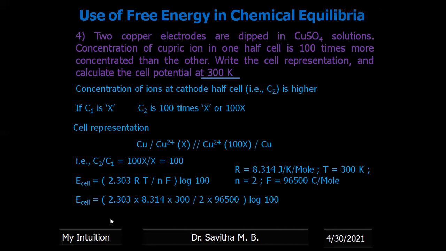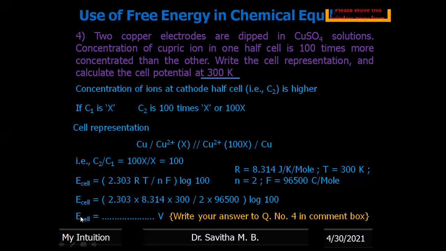Substituting all that, that is 2.303 into 8.314 into 300 divided by 2 into 96,500 log of 100. We will get the answer. Only substitution is there, and please write the final answer and put it in the comment box. In the next video I will share the answers.